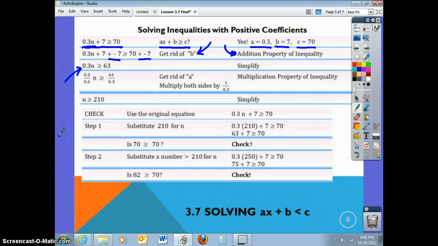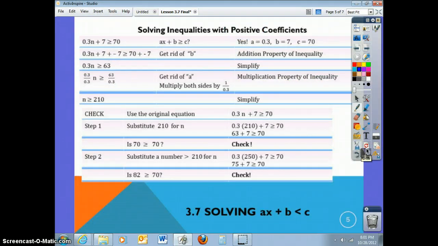when we simplify. So now we want to get rid of a, and a is 0.3. Well, a, as we said, is a positive coefficient. That's what this is practicing. So we multiply both sides by 1 over 0.3. On the left-hand side, the coefficient goes away. And on the right-hand side, we have 63 divided by 0.3, which gives me 210. That was using the multiplication property of inequality, part 1, using a positive coefficient for a. Okay, so that's our answer. n is greater than or equal to 210.